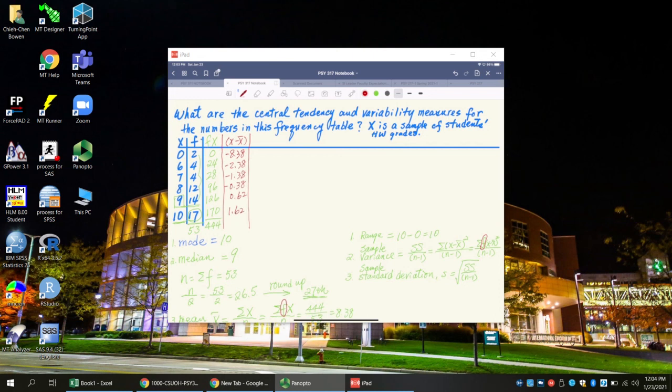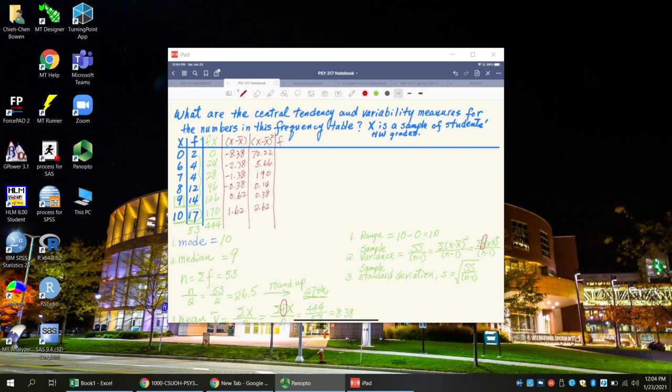Order of operations next, x minus x bar squared. Okay, so this is 70.22, 5.66. Remember, a negative number squared is always positive. 1.90, 0.14, 0.38, and 2.62.